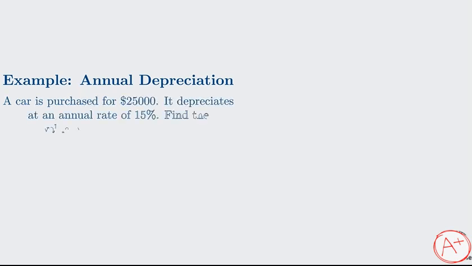Let's look at an example of annual depreciation. A car is purchased for $25,000. It depreciates at an annual rate of 15%. Find the value of the car after 4 years. We start by identifying the knowns. The present value is $25,000, the depreciation rate is 15, and the time period is 4 years.